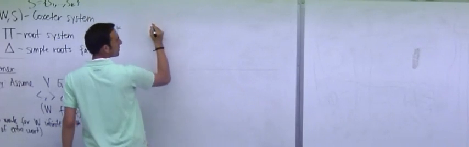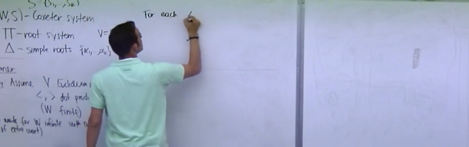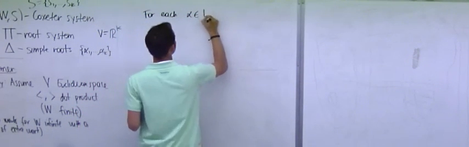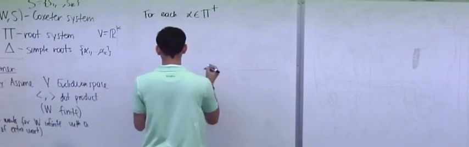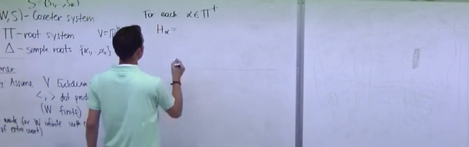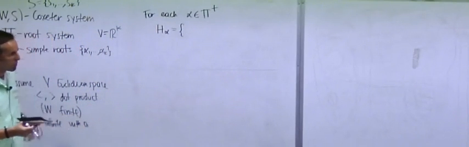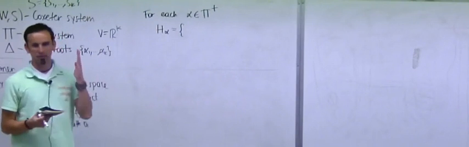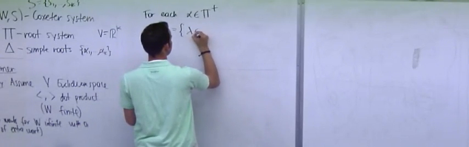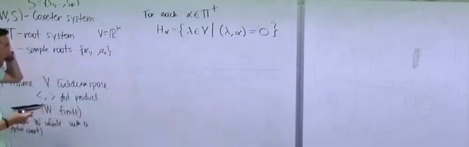And so what I want to do is the following. I want to make that picture precise. For each root, I'm going to define the hyperplane. What is the hyperplane? Well, basically, it consists of the things that are orthogonal to my root. So this consists of the lambdas in V such that they are orthogonal with alpha.